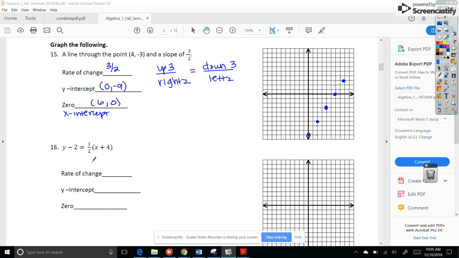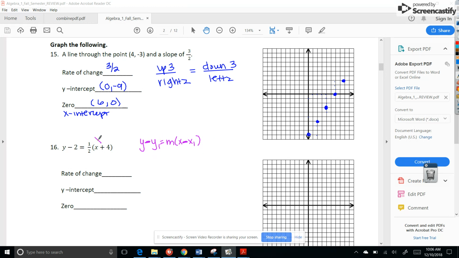All right, next problem. I'm in point slope form. So I know that this is my formula. Oopsies. So the minus sign is already part of my formula. So when I see an x plus 4, that's really x minus negative 4. So that means my x value is -4 and my y value is 2.